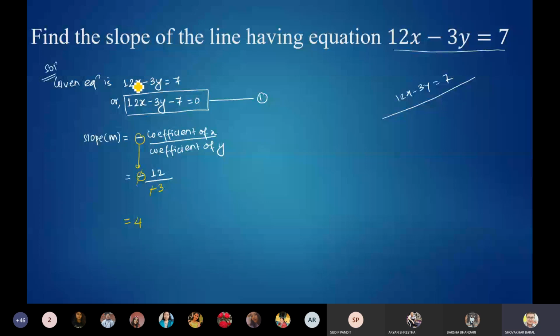Okay, sometimes it may be asked to find the gradient. At that time also you need to be aware that gradient is the same term for slope. Okay, 12 divided by 3 is 4. Therefore, the slope of this line is 4. Or simply you can write minus coefficient of x by coefficient of y. This can be replaced as minus a upon b. If you are familiar with these terms, then you can use this formula, minus a upon b.